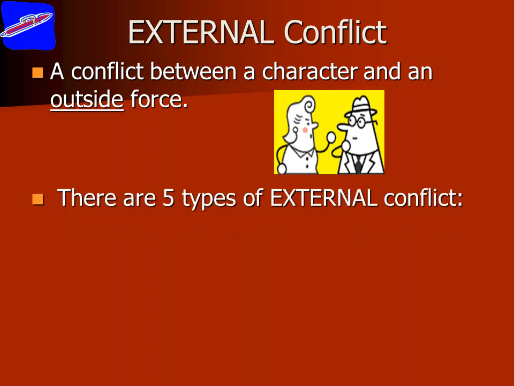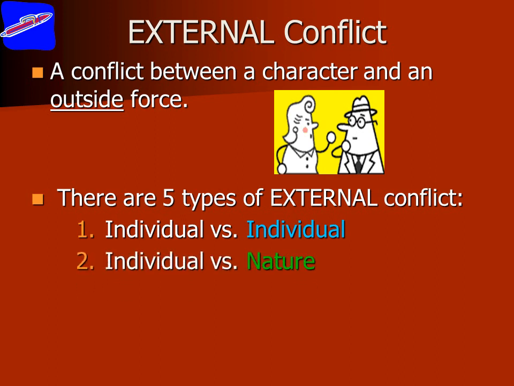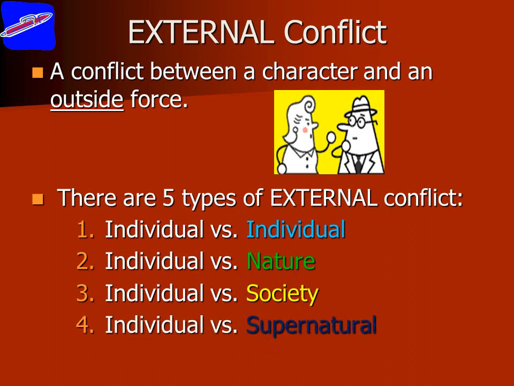There are five main external conflicts that we want to be familiar with. The first type of external conflict can be described as an individual versus individual conflict. The second type is described as individual versus nature. The third is described as individual versus society. The fourth is described as individual versus the supernatural. And the fifth and final type of external conflict is described as individual versus technology.